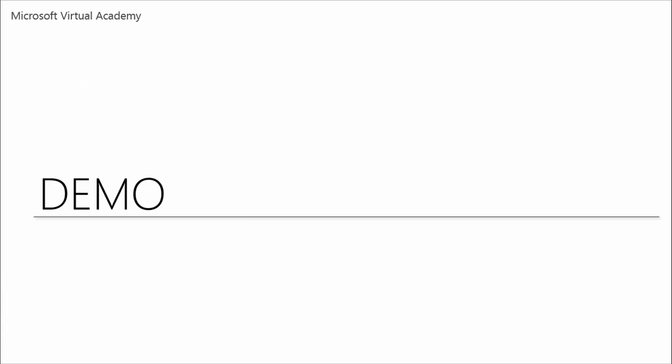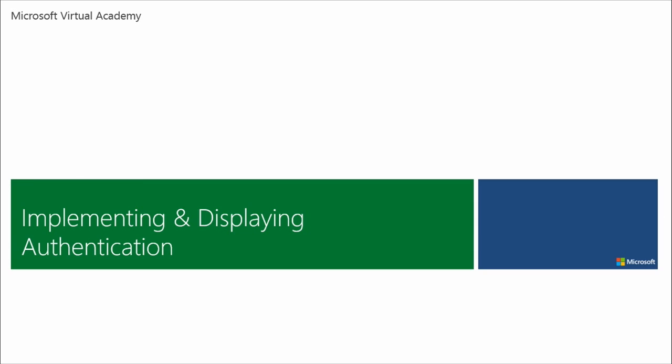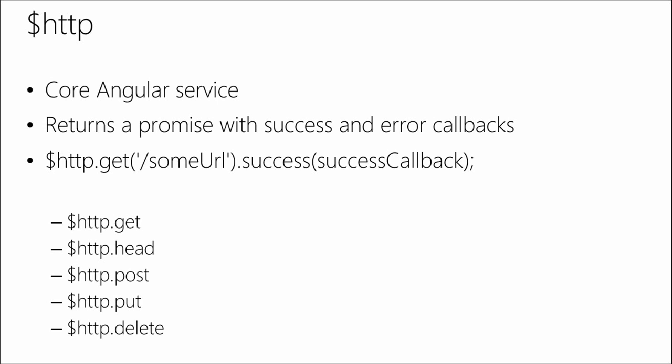And for that, I have some slides. So let's talk about actually implementing and displaying that authentication on the page. So what we're going to use is this HTTP core service from Angular. That's one thing that's already bundled with Angular. And what it's going to do is return a promise with success and error callbacks whenever you're making an HTTP or AJAX request. And you make it in this format.